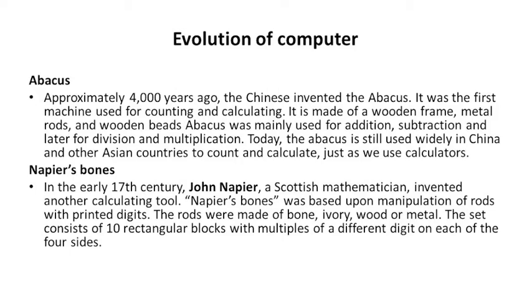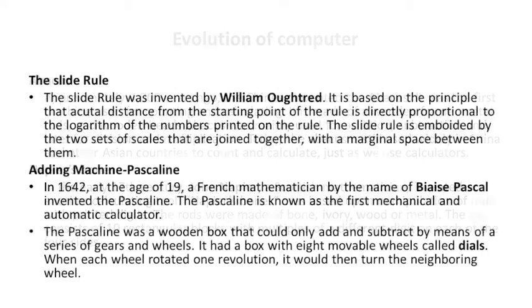Napier's bones. In the early 17th century, John Napier, a Scottish mathematician, invented another calculating tool. Napier's bones was based on manipulating rods with printed digits. The rods were made of bone, ivory, wood, and or metal. The set consists of 10 rectangular blocks with multiples of different digits on each of the four sides.